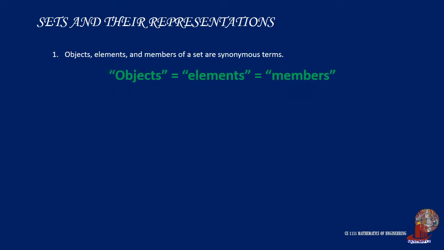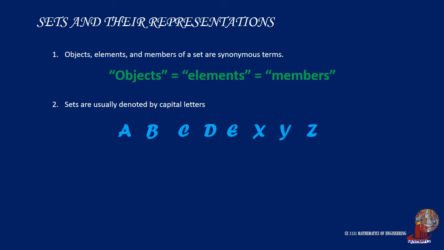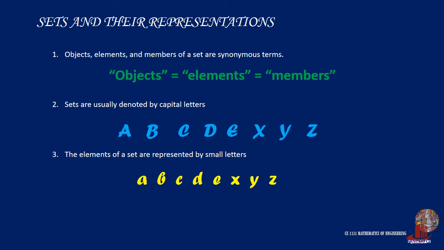We shall say that a set is a well-defined collection of objects. The following points may be noted. First, objects, elements, and members of a set are synonymous terms. That is, we can use objects, elements, or members interchangeably in our discussion. Second, sets are usually denoted by capital letters, such as A, B, C, D, and all the other capital letters. Thirdly, the elements of a set are represented by small letters, also a, b, c, d, and all other small letters.